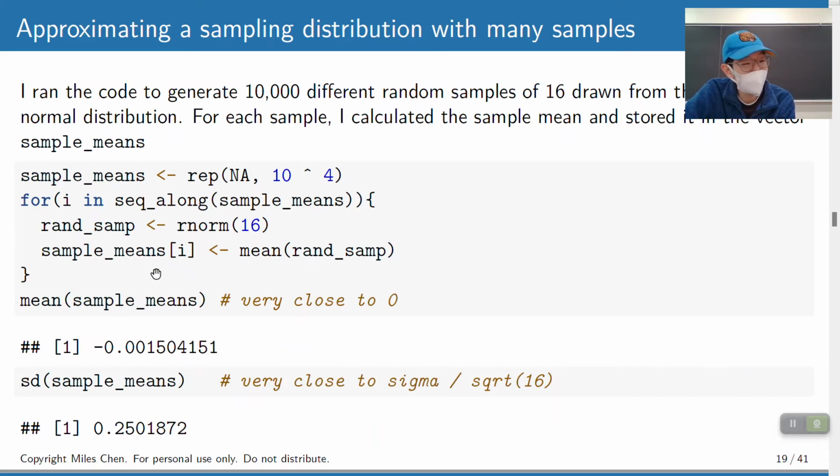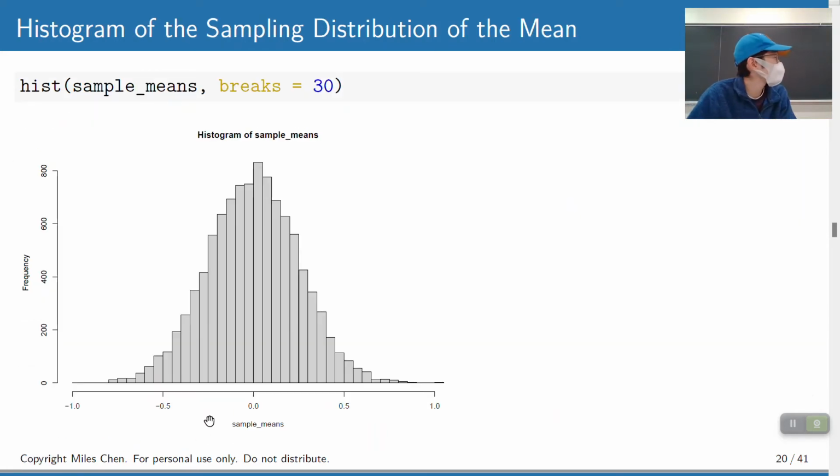And if I take the mean of all of those sample means, I get something very close to 0. And if I get the standard deviation of those sample means, I get something very close to 1/4. Okay? This is pretty much close to the population mean of 0. And the population standard deviation sigma is 1. My sample size is 16. So if I do 1 divided by the square root of 16, that's going to be a quarter. And indeed, that's what I get. And if I plot a histogram of my sample means, I get something that looks very much like the normal distribution.